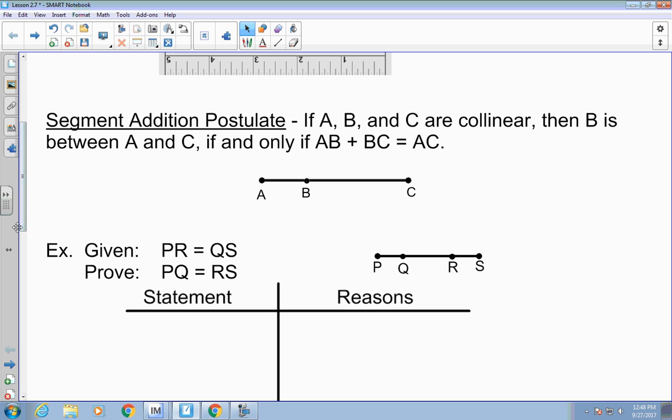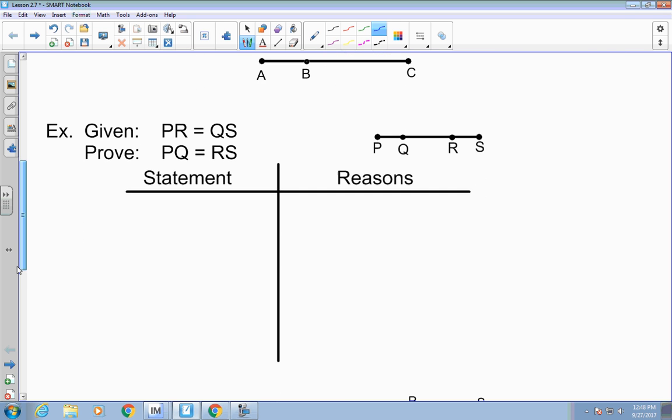The segment addition postulate we do use a lot. Basically, if A, B, and C are collinear, and B is between A and C, then AB plus BC equals AC. You can write that going the other direction: AC equals AB plus BC. So you can write that going either direction. Which way you write it just depends on what you're trying to accomplish, and you'll see that as we go through.